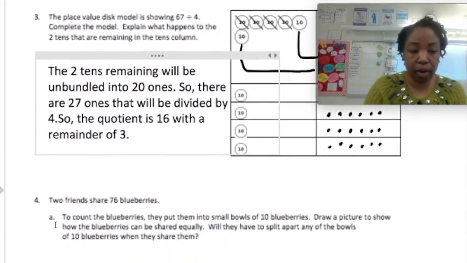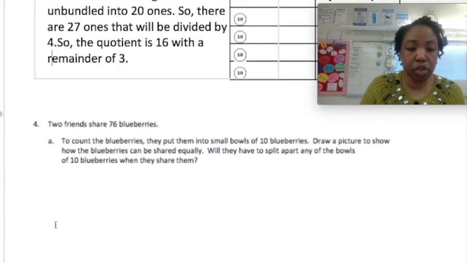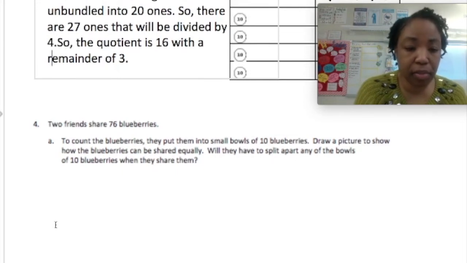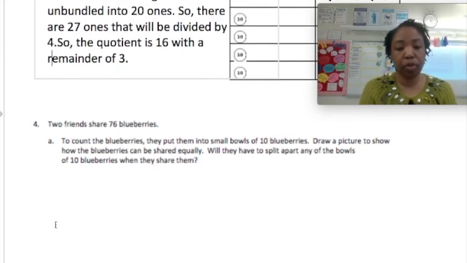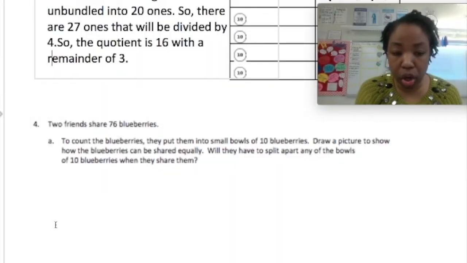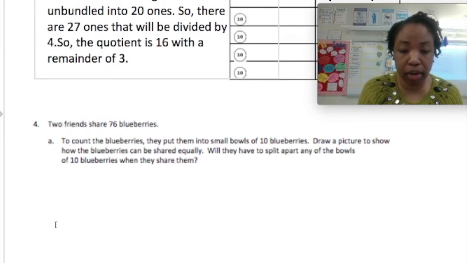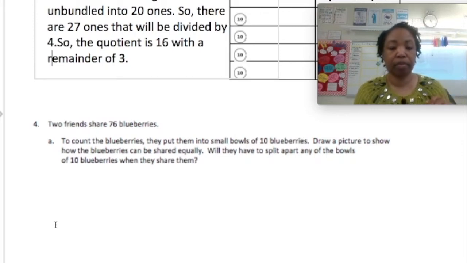On to number 4. 2 friends share 76 blueberries. To count the blueberries, they put them into small bowls of 10 berries. Draw a picture to show how the blueberries can be shared equally. Will they split apart any of the bowls of 10 blueberries when they share them? All right.